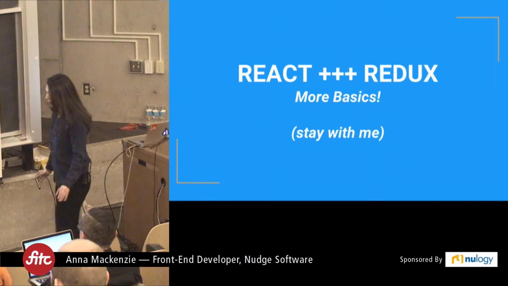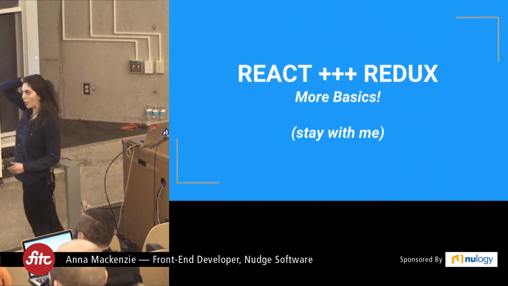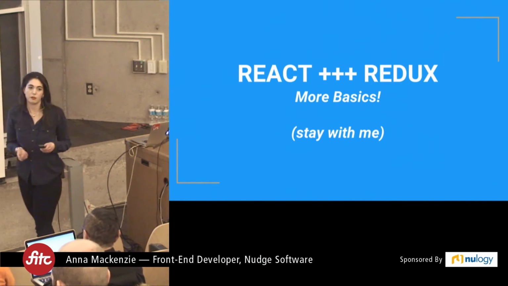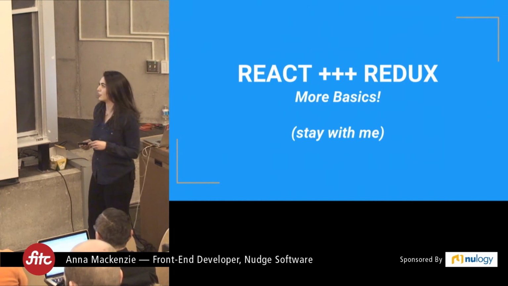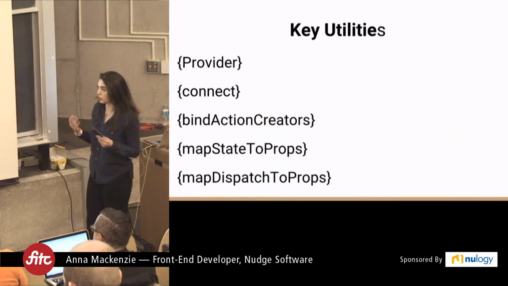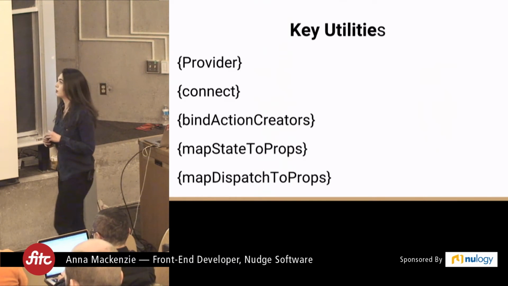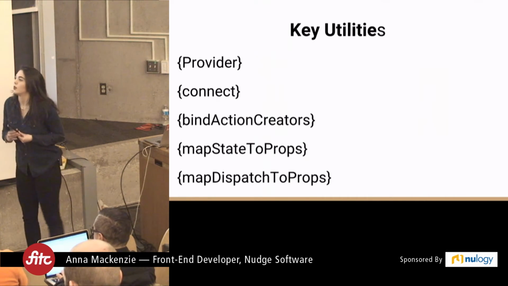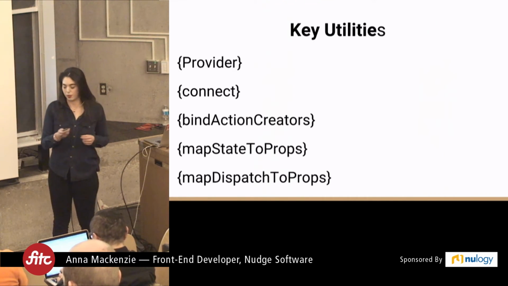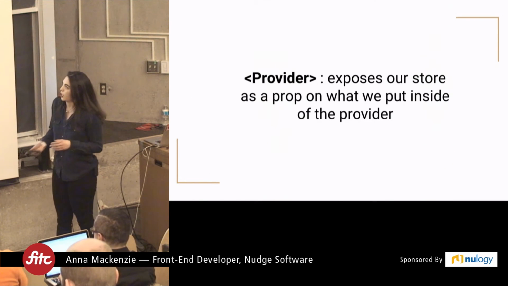So that was the basics of Redux, and now we're going to talk about how to use Redux and React together. So React Redux gives us a few basic utility functions that makes it really easy for us to do, and it's really, really great. And so we're going to talk about provider, connect, bind action creators, map state to props, and map dispatch to props. So first one we're going to talk about is provider.